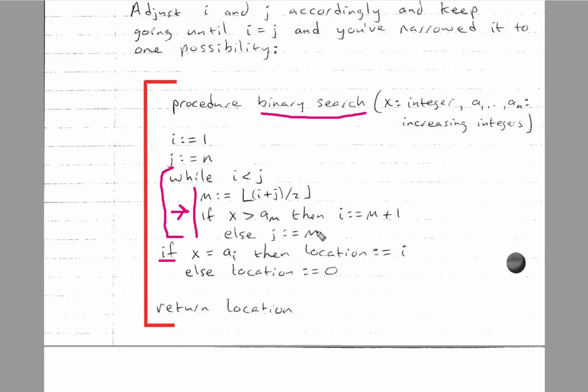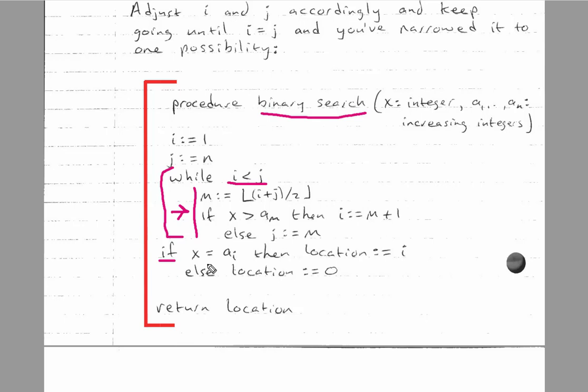So that narrows the search. Then go back to this condition, check that i is still less than j. If it is, then repeat. Divide the search range in two again. So keep dividing until i is equal to j. Then we come out of that while loop.